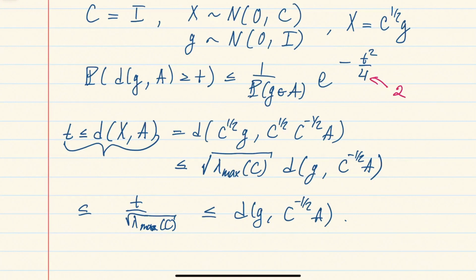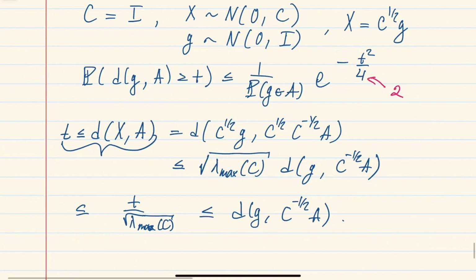Okay, and then you can see that if you apply the inequality for the standard Gaussian, just this change of variable or this scaling by the square root of the largest eigenvalue gives you the same inequality for a general x. Okay, so that's one quick comment.